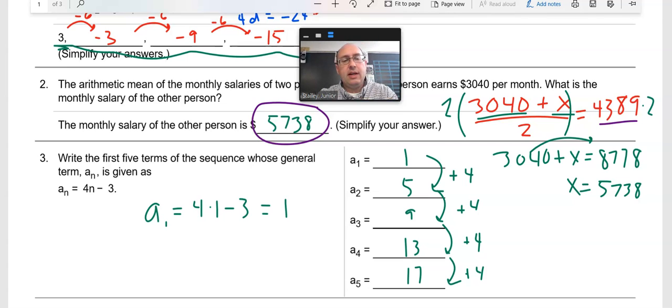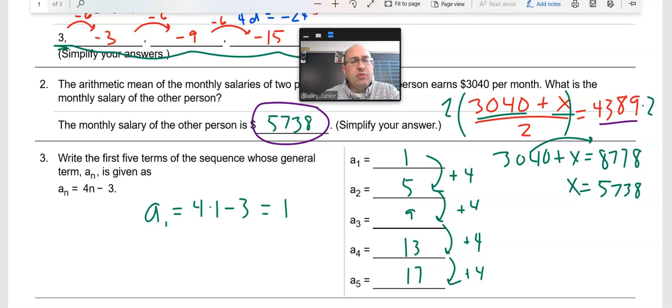Question 3. Write the first 5 terms of the sequence whose general term is given by this explicit formula. Okay. Now, I put this in here, and I know that we're starting to move into, well, we will be moving into more of the geometric stuff, and I know you might say to yourself, well, we've done questions like this before. Why is he putting this in here?